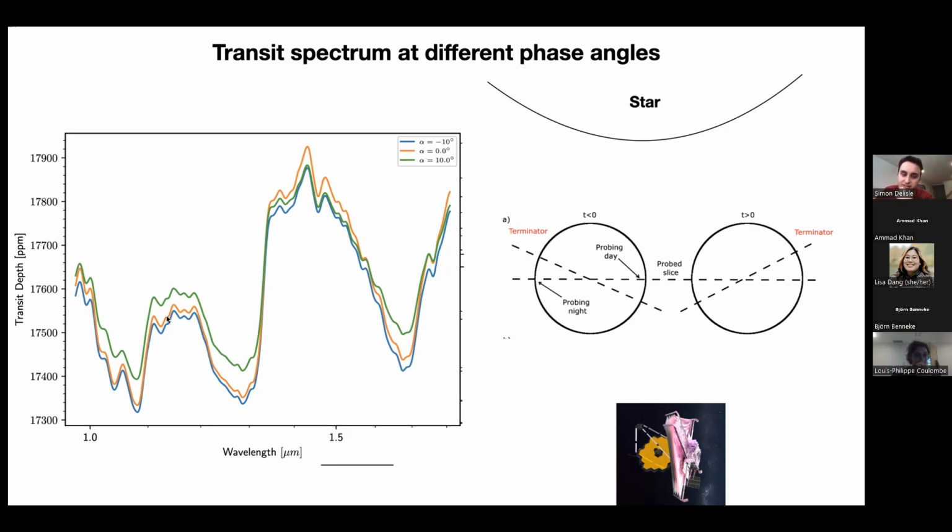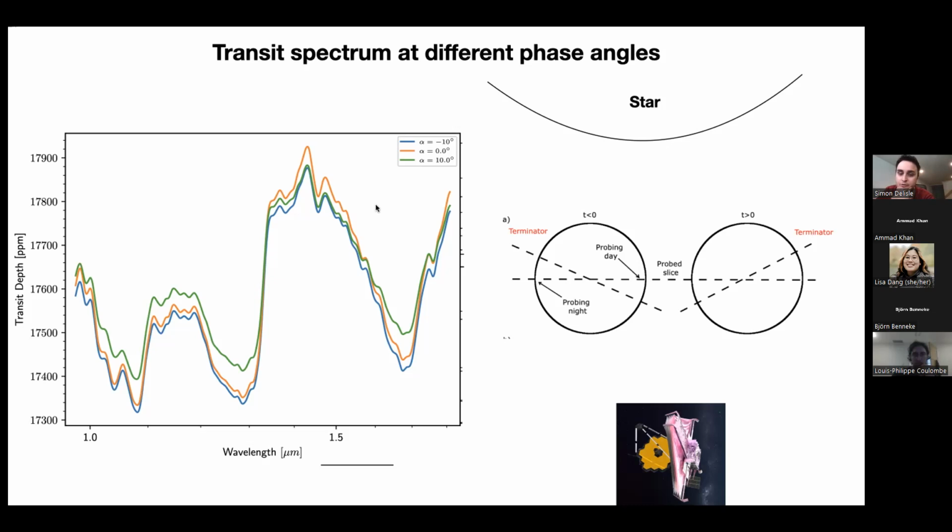We actually see that, for example, in this band here, the green curve is above the two other curves. So bigger phase angle leads to bigger absorption. But here in the water band, so at 1.4, it's actually kind of inverted. And we can try to understand why this is the case.